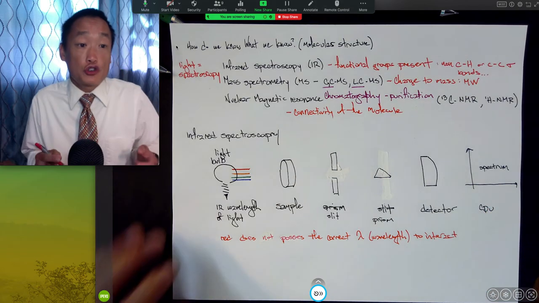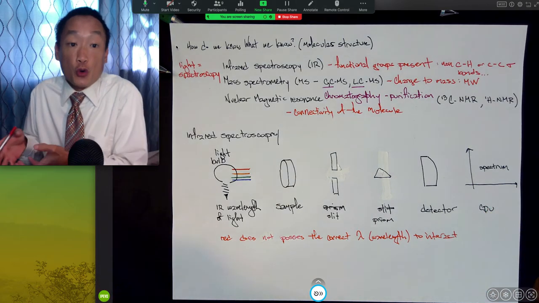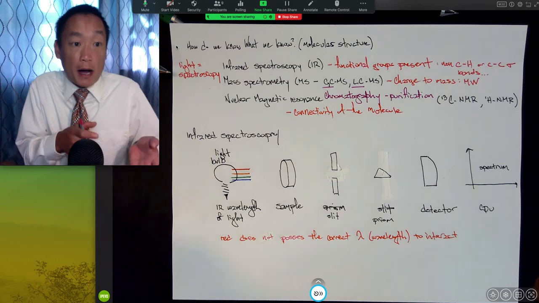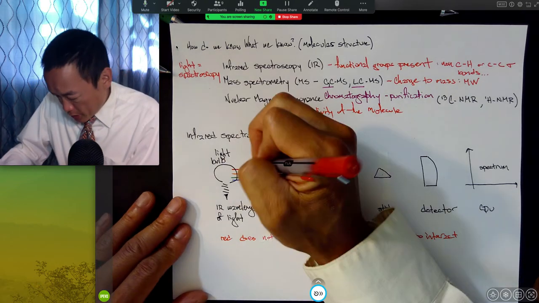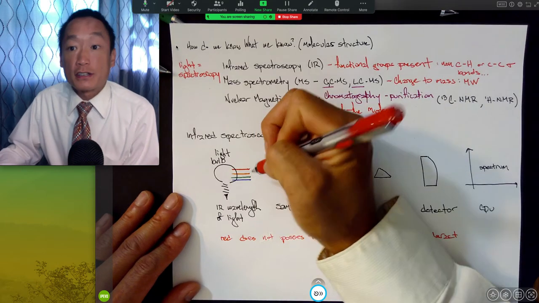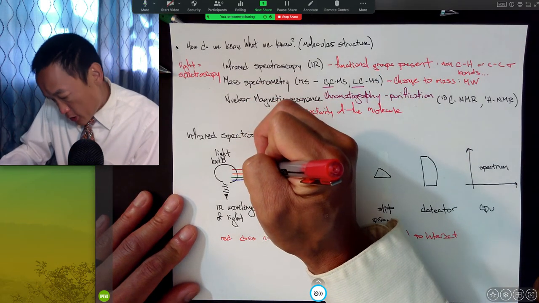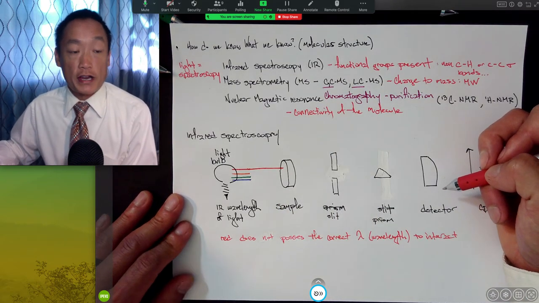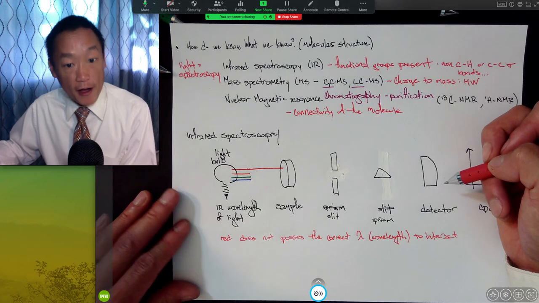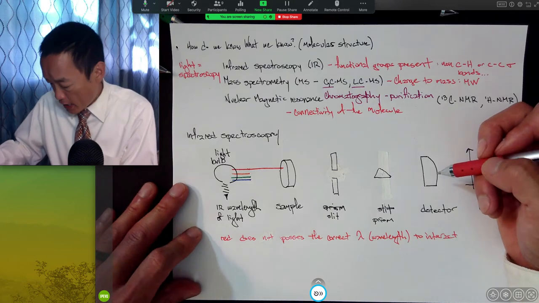I haven't told you what the light is doing to the actual molecule. I've alluded that it's kind of making it vibrate a little bit. But what I'm suggesting is that when this light bulb gets turned on, this light hits the sample, and there is nothing in the sample that starts to interact with that wavelength of light.